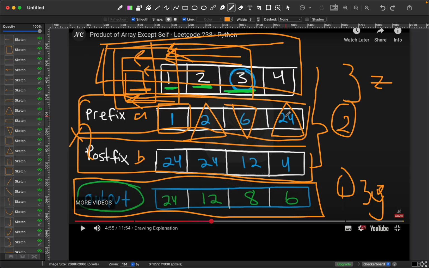And for the 24, it will be the byproduct of 4 onwards, which is having the imaginary 1 times 1 times 2 times 3 times 4. So 2, 6, 24, and then you get a 24 here.